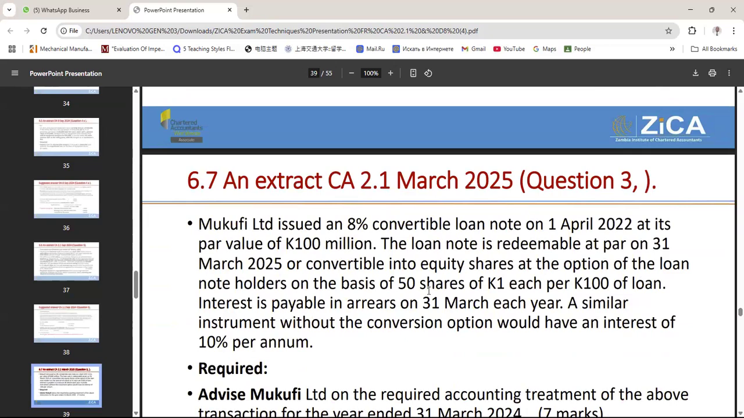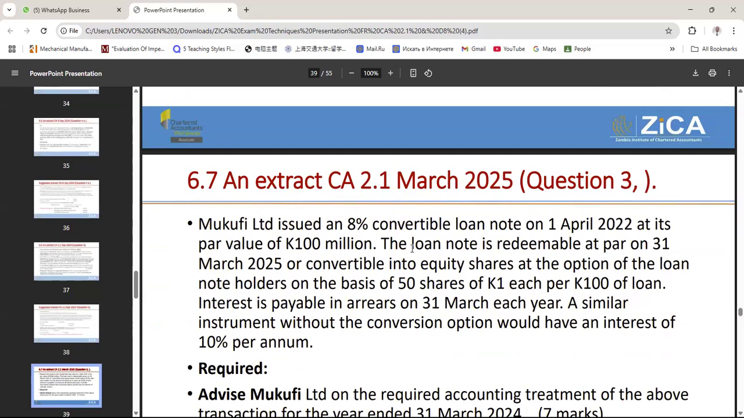Again, March 2025, which is from the last sitting, I've told you IAS 32 is likely to come in the exam. If it comes, there are 3 areas which are tested. Redeemable preference shares, you present under liability. Dividends paid, under equity. What came was a convertible loan.